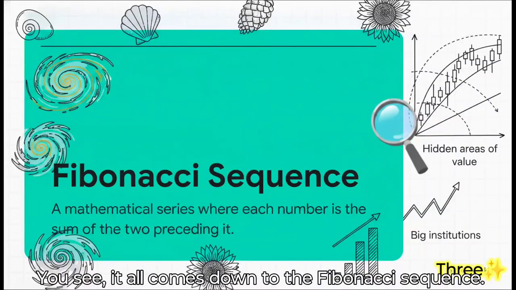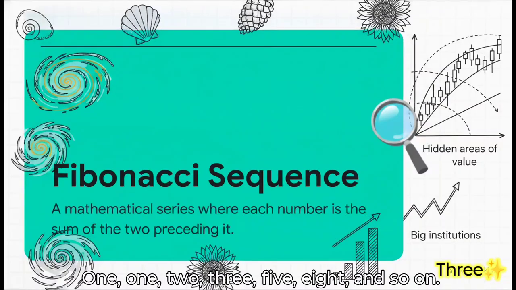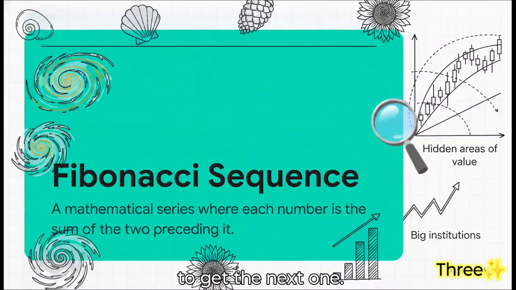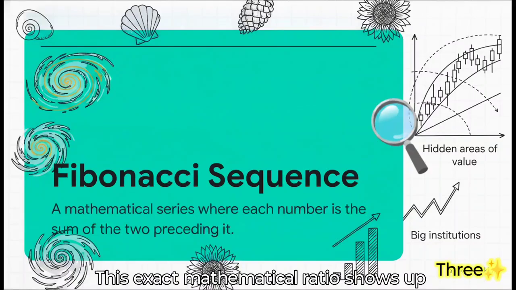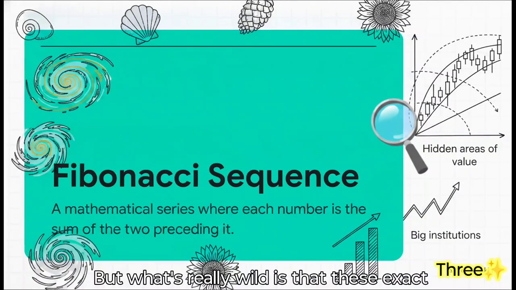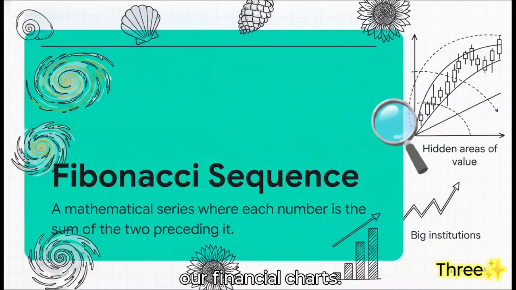You see, it all comes down to the Fibonacci sequence. 1, 1, 2, 3, 5, 8, and so on. You basically just add the last two numbers together to get the next one. This exact mathematical ratio shows up everywhere in nature, from seashells to whole galaxies. But what's really wild is that these exact same ratios act as hidden areas of value on our financial charts. They identify precisely where the big institutions look to add to their massive winning positions.